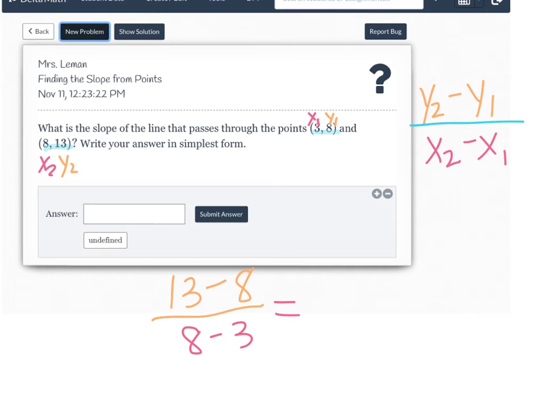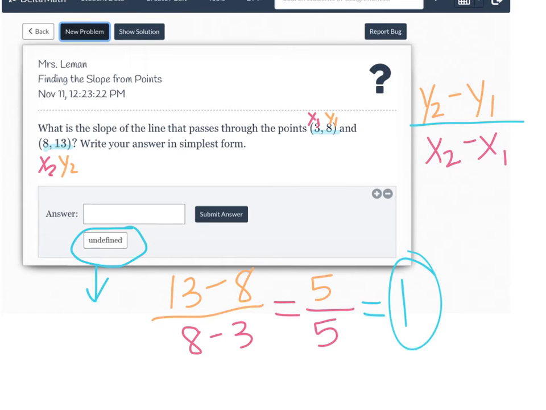So 13 minus 8 is 5, and 8 minus 3 is also 5. So 5 divided by 5 equals 1. So that is my answer. And do you see this undefined right here? Undefined would be if you get 0 on the bottom. So remember, you cannot divide by a 0. So if you got something that was 3 divided by 0, that would be undefined.